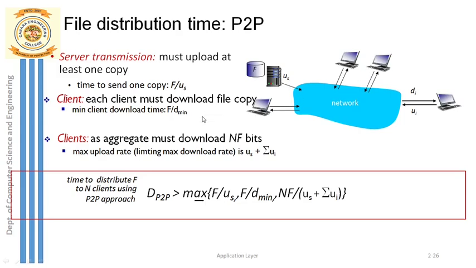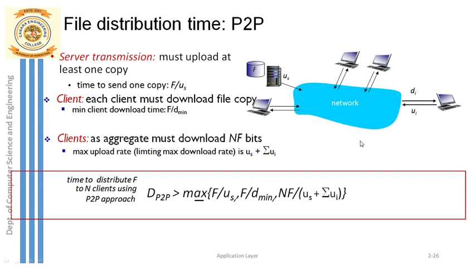Its minimum download rate should be F by D-min. So it's the same. And after that, all the clients should be able to download, right? So all the clients will be able to download, and all the clients also should be able to upload. Uploading will happen along with the downloading, so their uploading is calculated separately. Downloading is also calculated separately for all these clients. So the server's uploading is done, that is F by US. And all the clients' downloading rate also we know should be minimum, that is F by D-min. It's the same. Apart from that, the clients' uploading rate also we have to calculate here.